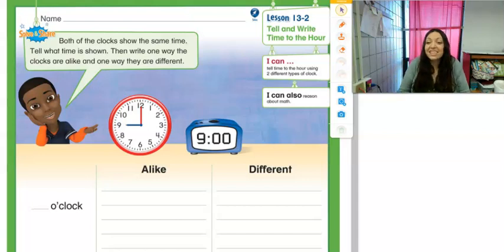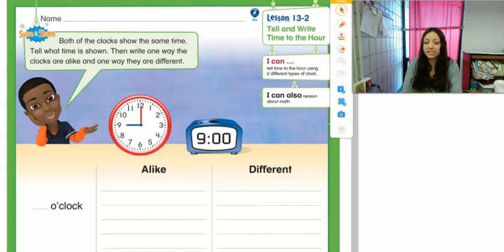Good morning, guys. So today we are going to do Envision lesson 3-2, and this is going to help us tell and write the time to the hour. So remember, yesterday we talked about time to the hour. We talked about if the minute hand is going all the way up to the 12, and then the shorthand is pointing to a number, we call that whatever the shorthand is an o'clock, okay?